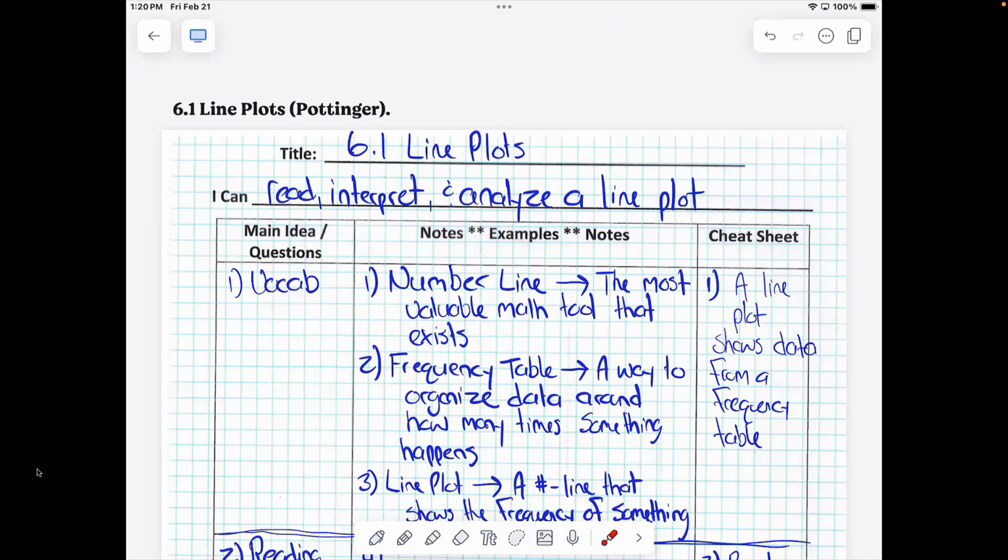Today we finished line plots. Can you read a line plot? Yes. Can you interpret what a line plot's trying to tell you? Yes. Can you take a line plot and analyze the data and make some assumptions or guesses about the data? Yes. Vocab: number line.